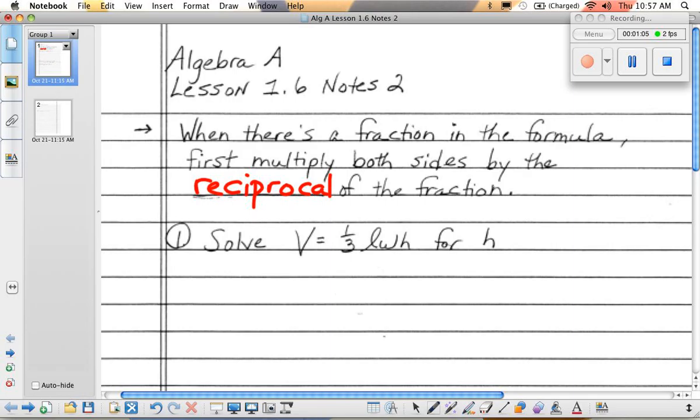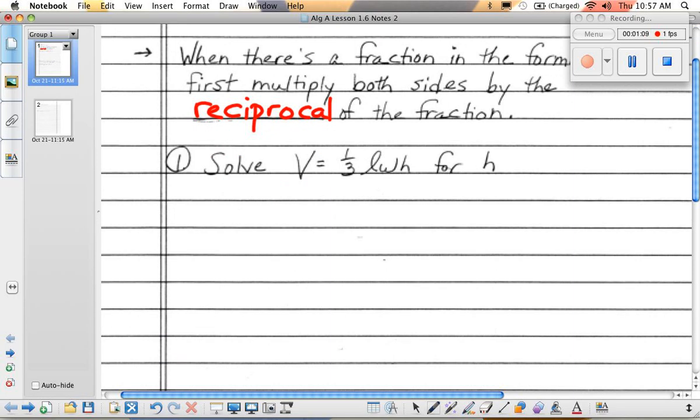So when we are looking at these, if we have a fraction in the problem, our first move is going to be to multiply both sides by the reciprocal of that fraction. So we have this fraction right here, 1/3. What's the reciprocal of 1/3? 3 over 1. So we're going to take both sides times 3.